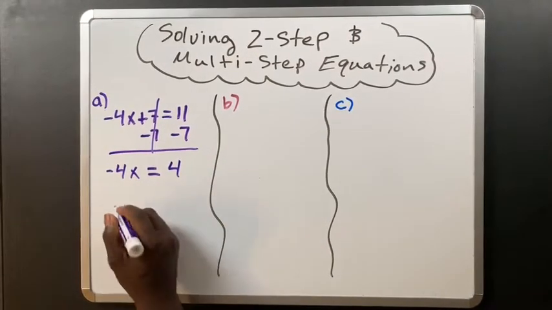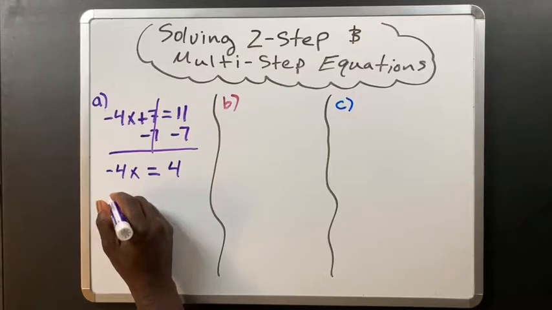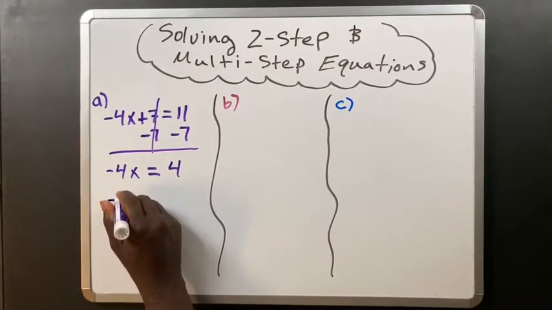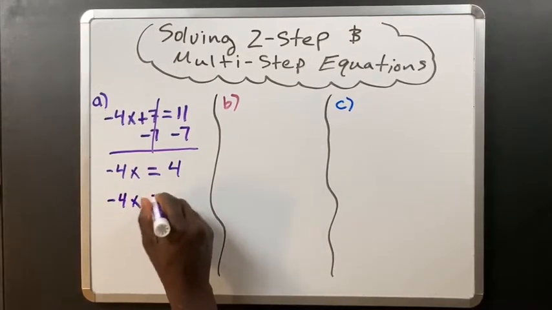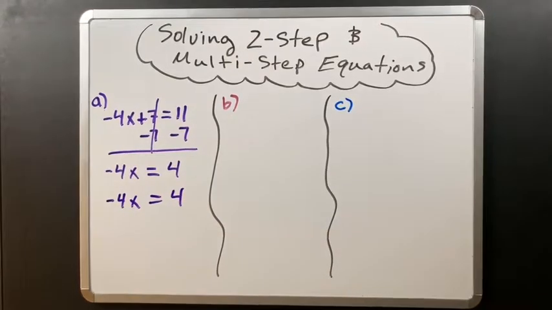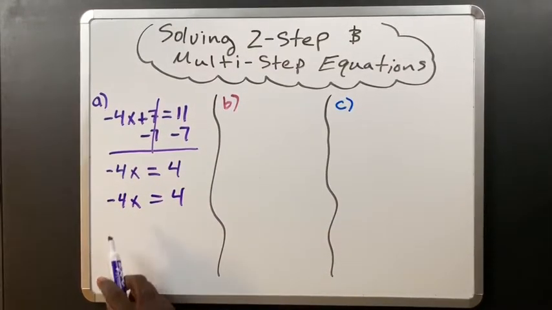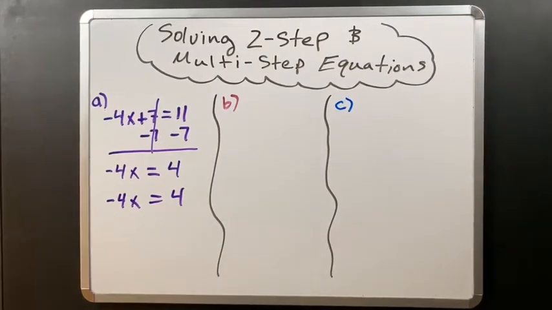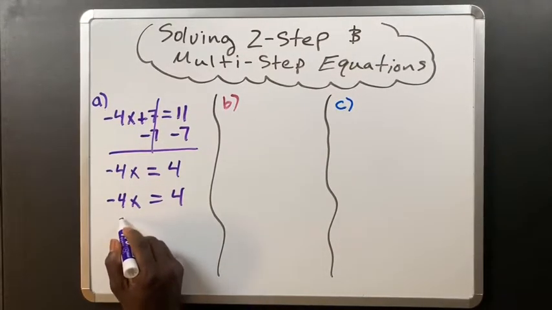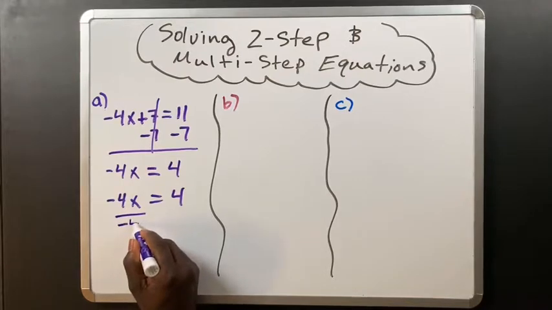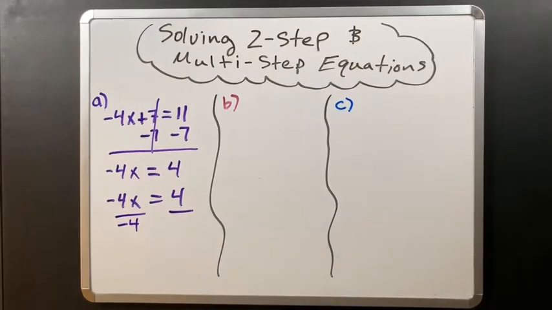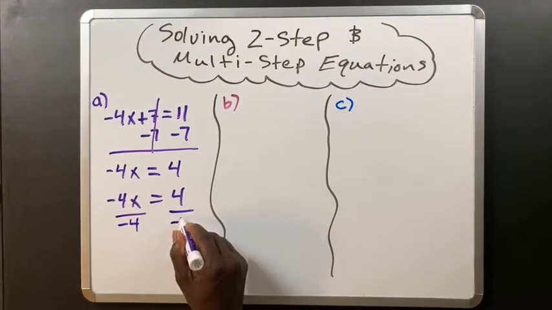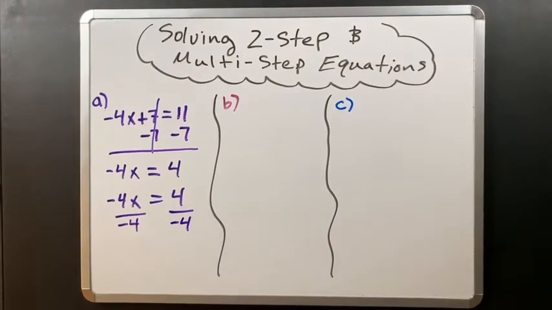Now I'm going to write this again so we can make the second step explicit. Negative 4 times x equals 4. Now we need to get rid of this coefficient, negative 4. The opposite of multiplying x by negative 4 is to divide x by negative 4. Whatever you do to one side of the equation, you do to the other. So we divide this by the coefficient.